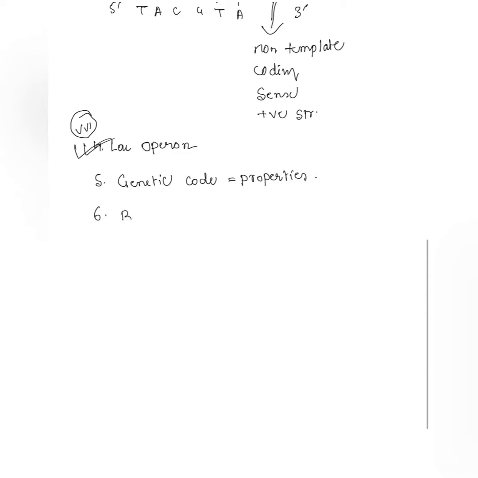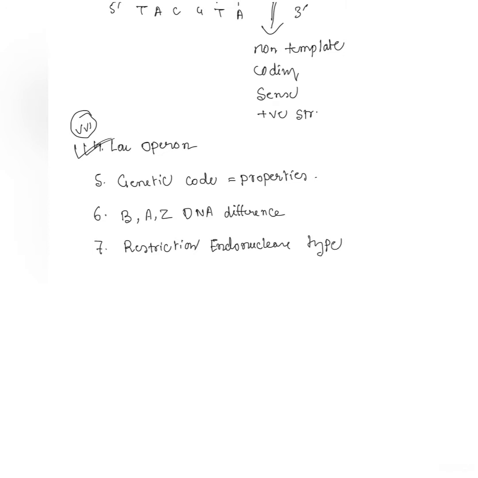Sixth, you have to know about the B-A-Z DNA difference. Okay, this is also a last-minute topic for your upcoming exam. And you also have to know the types of restriction endonucleases. You know about type 1, type 2, type 3, type 4, in which type 1 cuts away from the recognition site, type 2 cuts near the recognition site, type 3 is like type 1, and type 4 acts on methylated DNA sequences. Okay, you know about this.